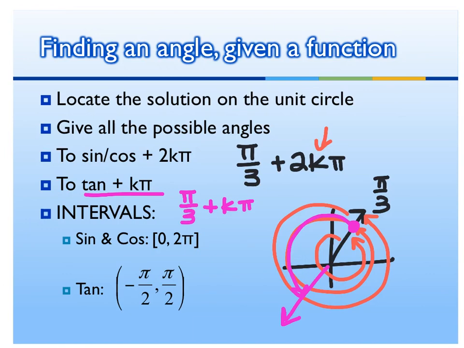Unless it's restricted on an interval. So in the case like this, if it said it is restricted from 0 to 2 pi, then you are keeping it from 0 to 2 pi, and only that. You don't have to add on the 2k pi. If it says tangent, it will most likely restrict it to negative pi over 2 to positive pi over 2. And if it's restricted within that interval, you don't add the k pi. If it's not, you always want to add the k pi.